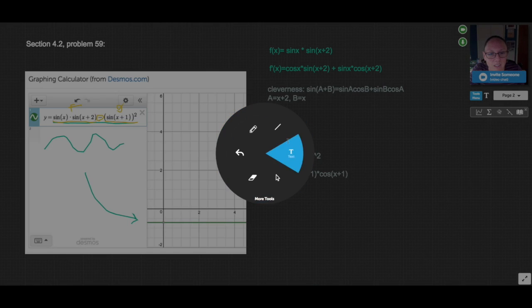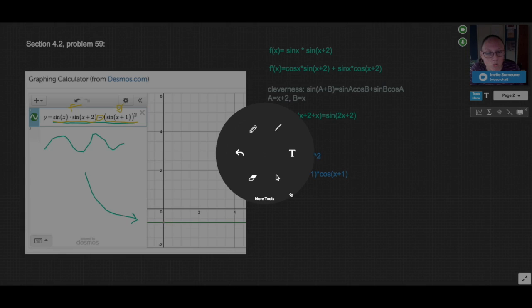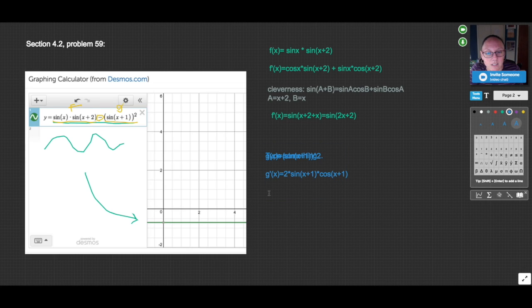So coming back in and taking a second look at that derivative, but using the trig identity, I am saying this whole mess turns into sine of what our A was, x plus 2, plus our B, which is x, or sine of 2x plus 2. Now let's take a look at this guy down here and see if we can't find some other cleverness.